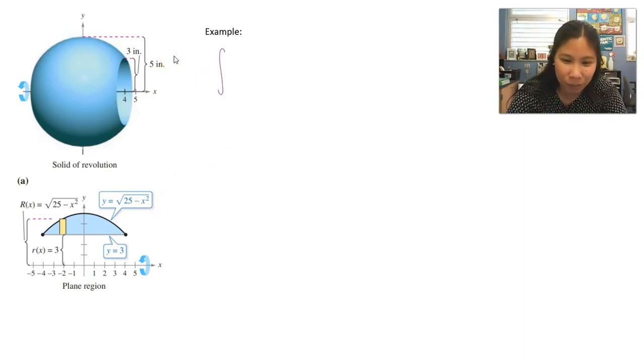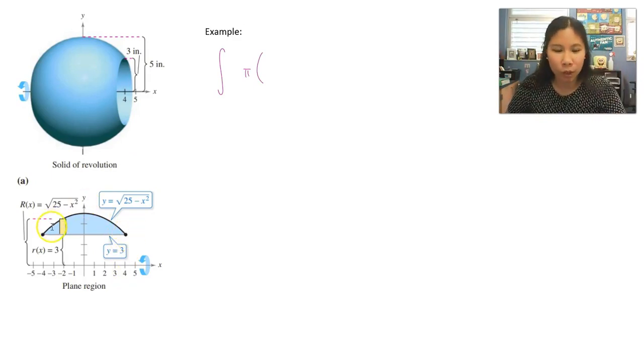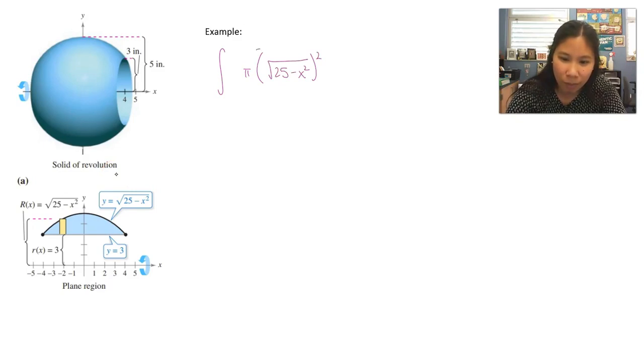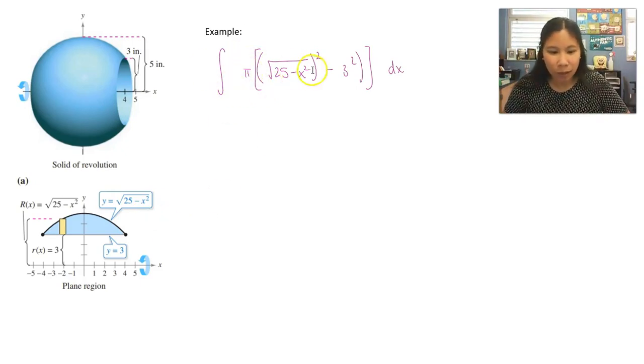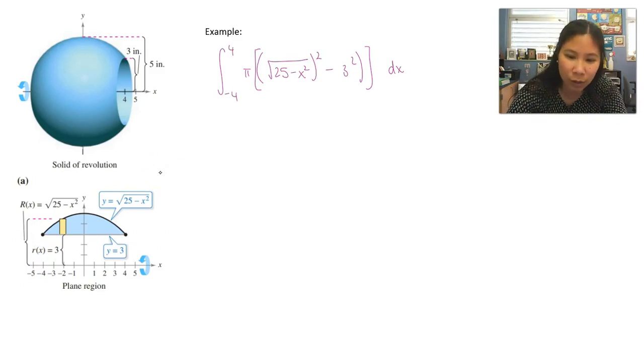We know that our bigger radius would be the top curve, which is that square root of 25 minus x squared, minus our bottom curve, which is the y equals 3, so 3 squared. And then the pi in front. For this one, our x values are going from, it looks like from the graph, -4 to 4. So those are going to be the endpoints of our integral. So that would be our setup of our integral here.